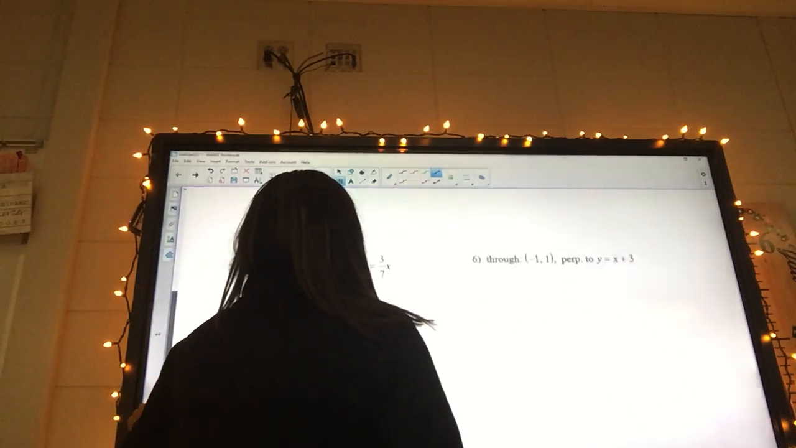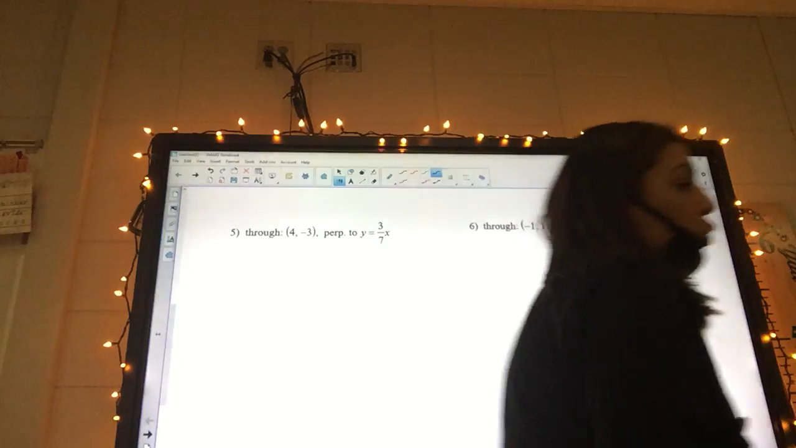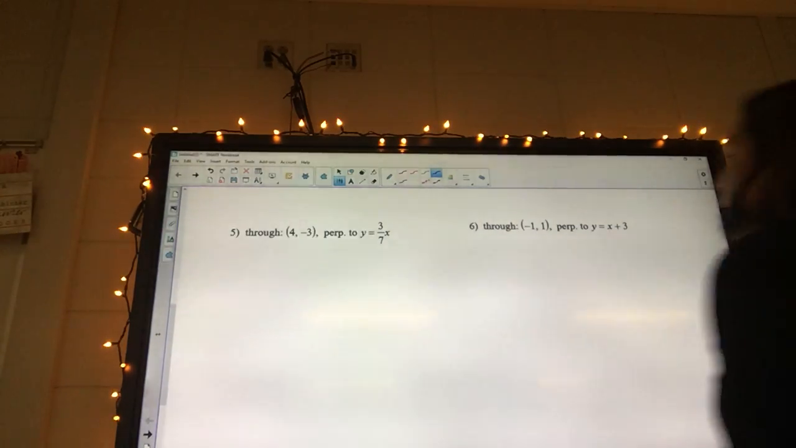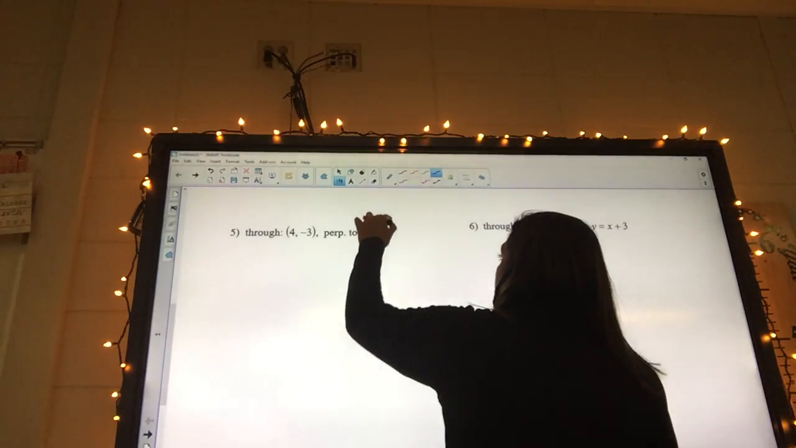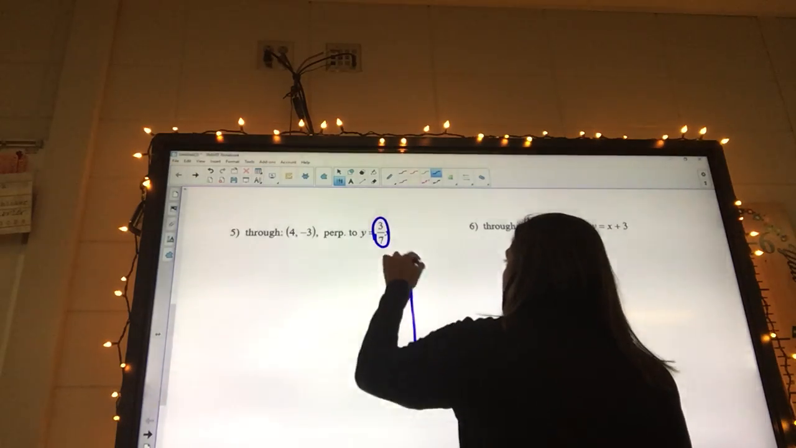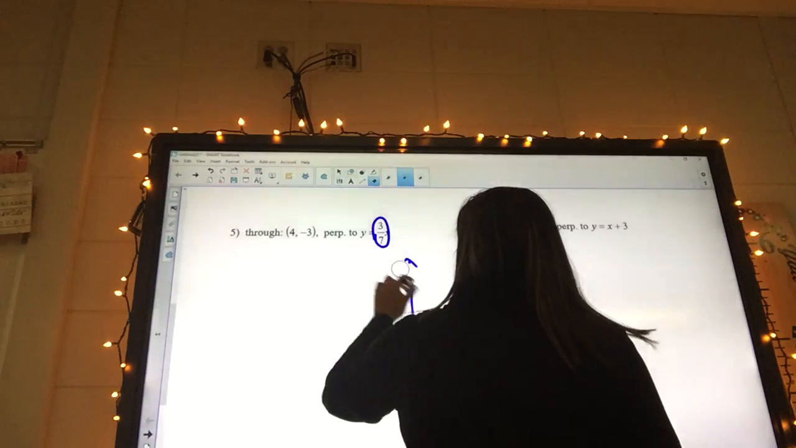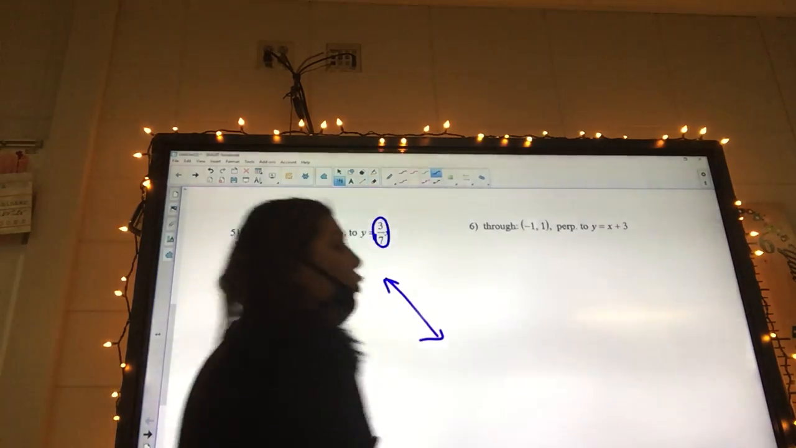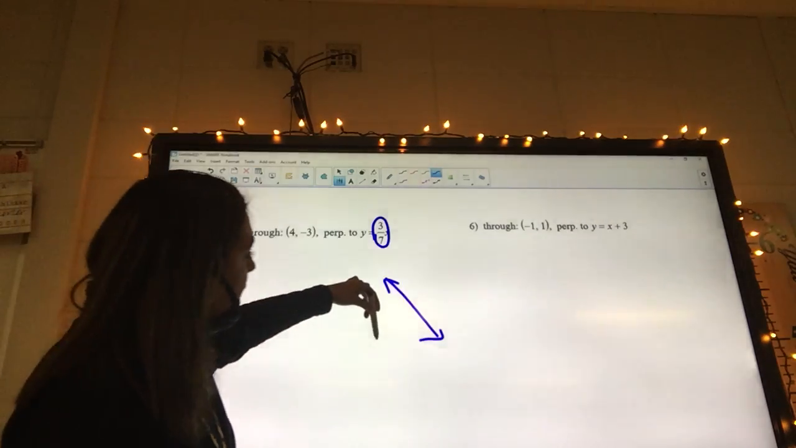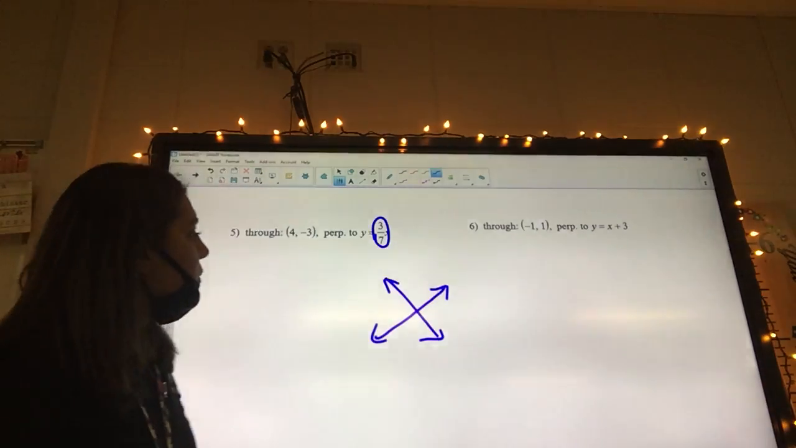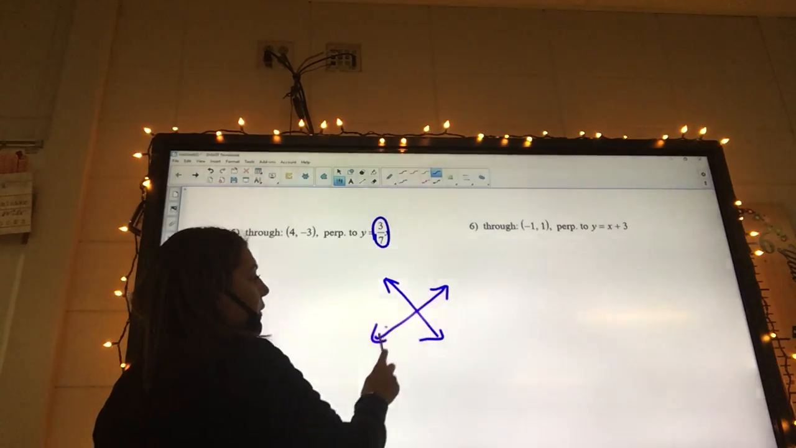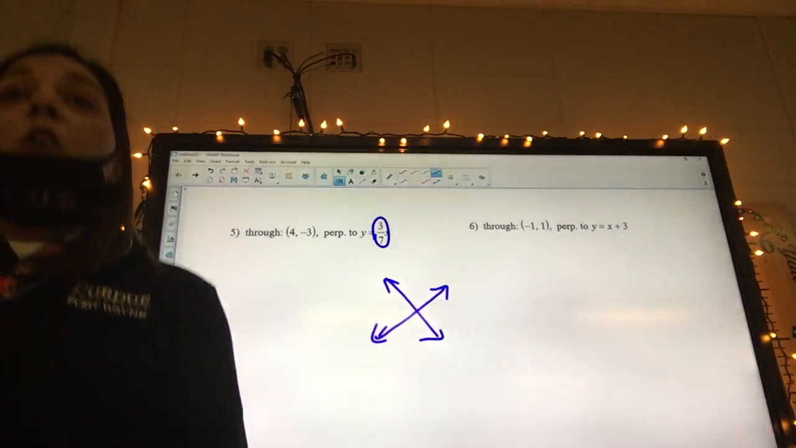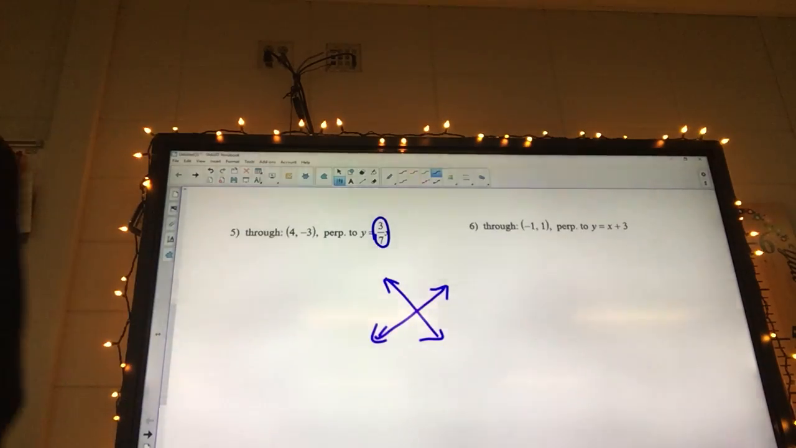Okay, let's do a perpendicular. So look at 5. What is our slope right now? 3/7. And perpendicular, maybe we have this line. In order for it to be perpendicular, it's got to intersect this other line. So what can you tell me about those slopes? Is this one a positive slope or a negative slope? Positive. What about this one? Negative. So really you take the slope and you flip it and you make it a negative.